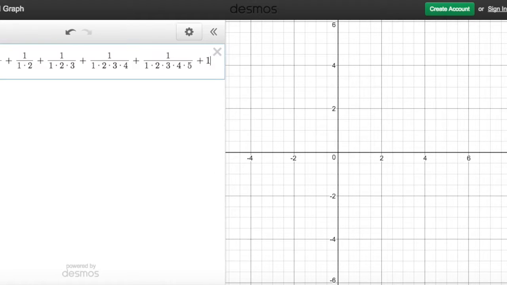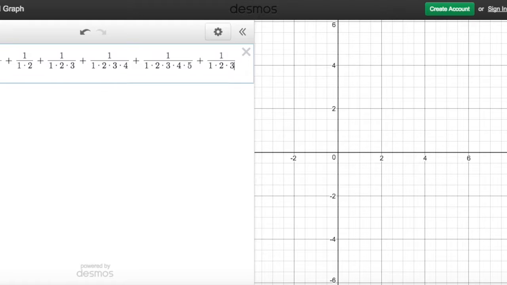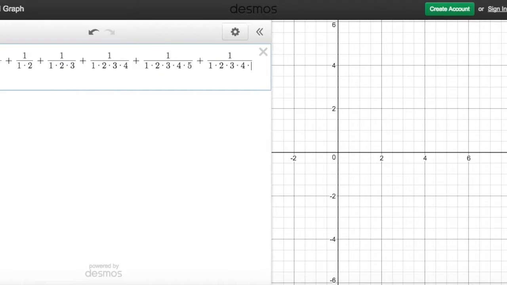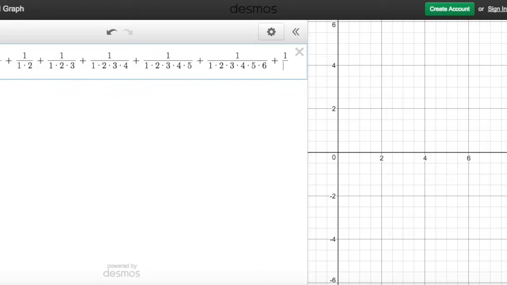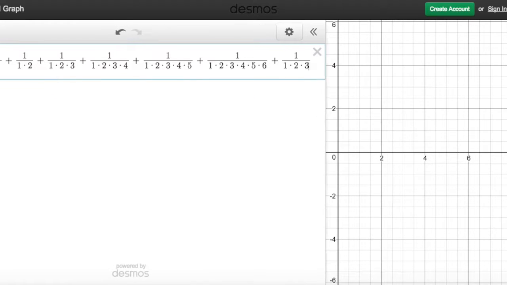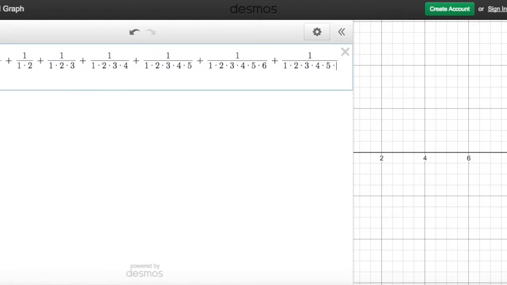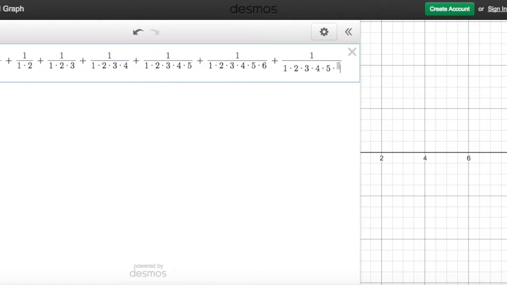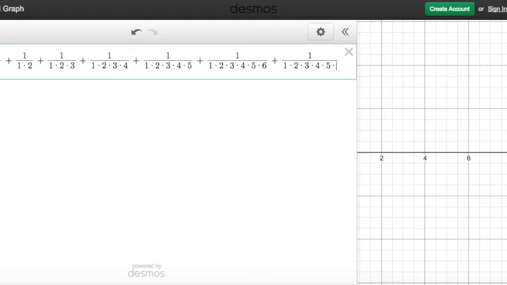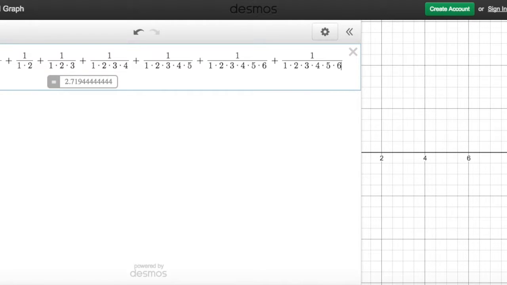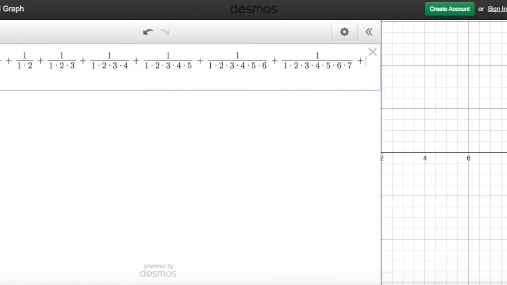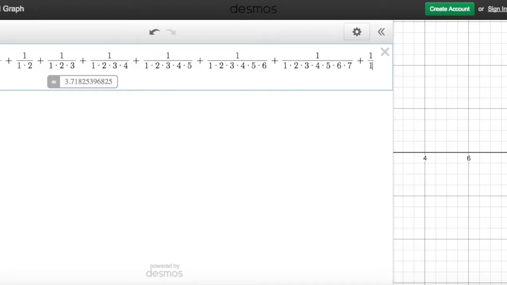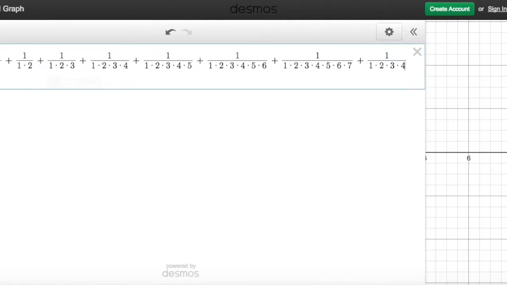2.7166. If I add another 1 divided by 1 times 2 times 3 times 4 times 5 times 6, we end up with 2.718. Now if we keep going, 1 divided by 1 times 2 times 3 times 4 times 5 times 6 times 7, we get 2.7182.